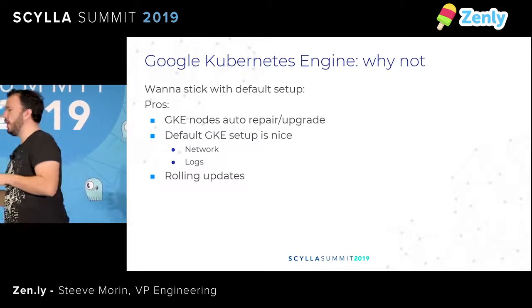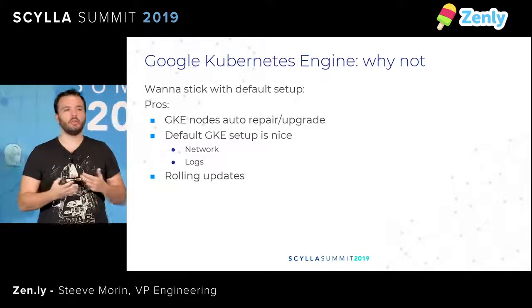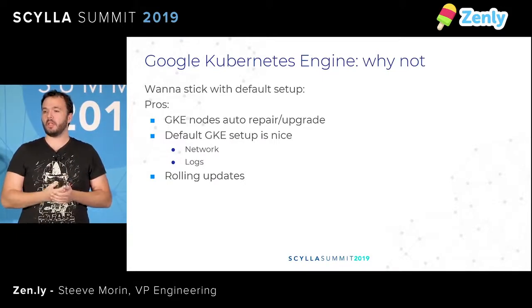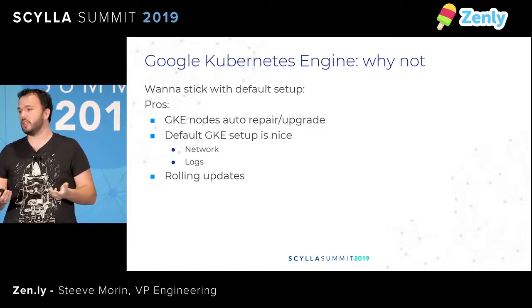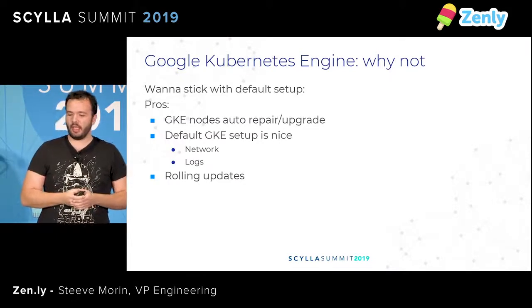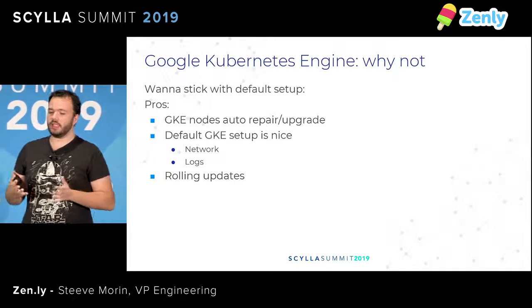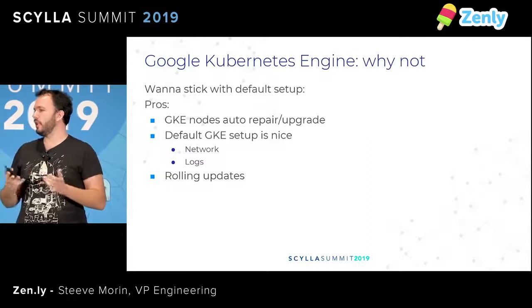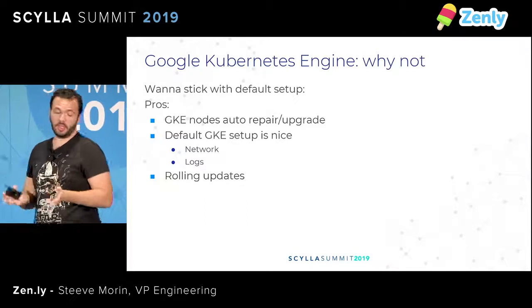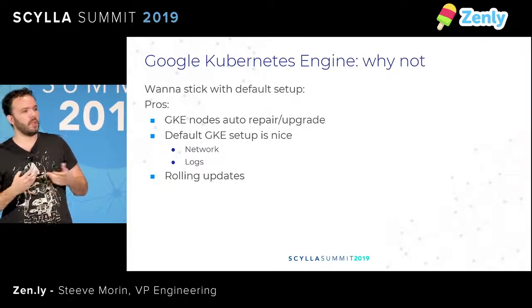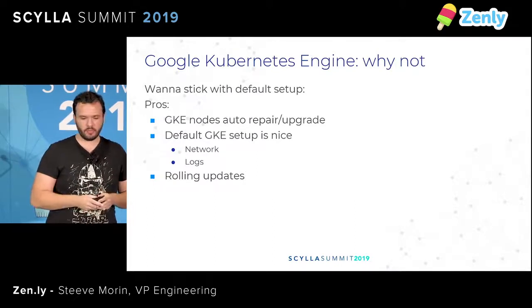The first thing we wanted to address was why not running Scylla on Google Kubernetes Engine, because we are actually running the whole Zenly production on Google Kubernetes Engine, save for Scylla. And there are some pros and cons to it. The first thing with pros is that you get the niceties of Google Kubernetes Engine: auto repairs, networking that's actually really great, log management, rolling updates, pretty much painless Kubernetes management.